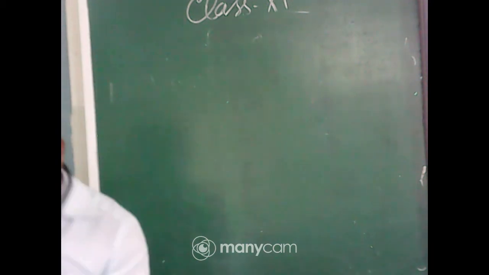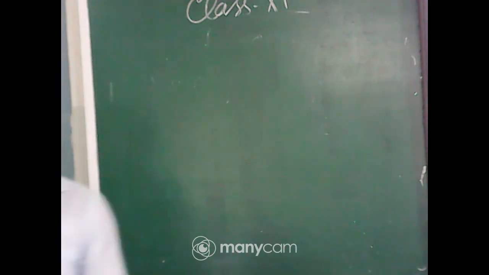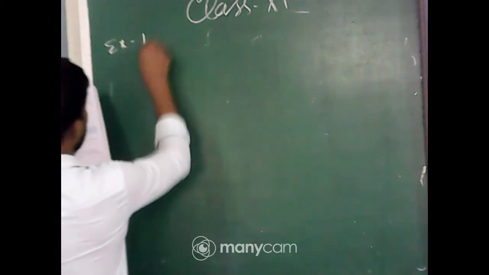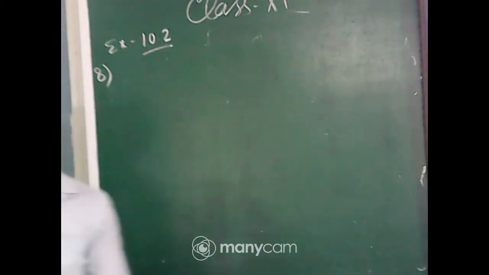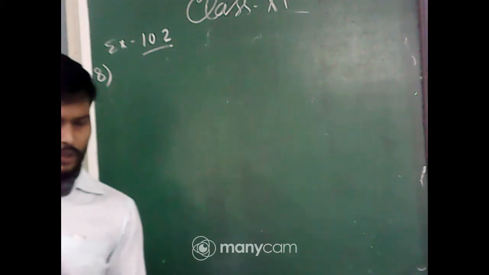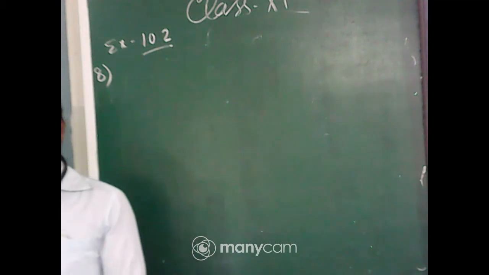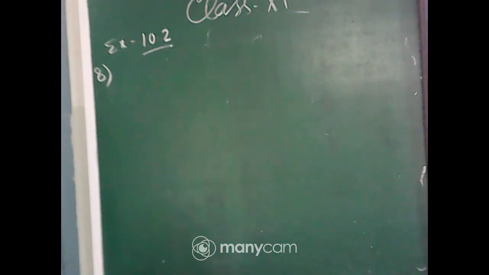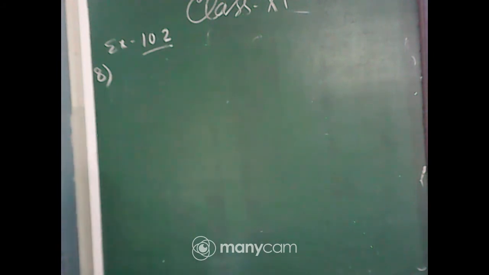Okay, so today we'll start from question number 8 of exercise 10.2. If you have your book, then read question number 8. It says that the perpendicular distance from the origin is 5 units and the angle made by the perpendicular with the positive direction of the x-axis is 30 degrees. We have to find the equation of the line.